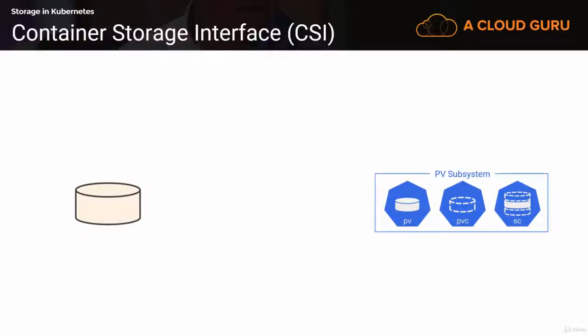So there's always been storage systems on the left, and then we've got the Kubernetes persistent volume subsystem on the right. The bits on the left bring the storage features like speed, availability and replication, and the bits on the right are how we consume all of that in our Kubernetes apps. And we've always needed a way to connect them.